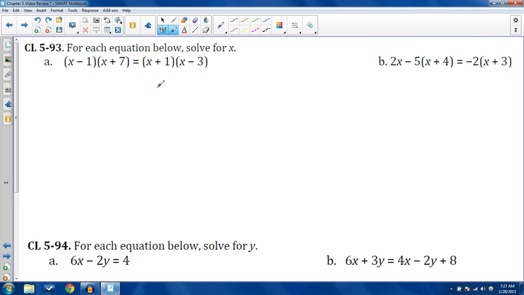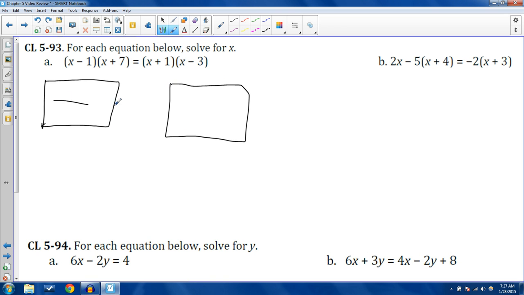Number 93, for each equation below, solve for x. You can do this using generic rectangles or arrows. I'll do generic rectangles for this one and arrows for this one. You don't need generic rectangles to rewrite the equation. I'm just going to draw these boxes to figure out what these sums are, and then I'll rewrite my equation using my sums.